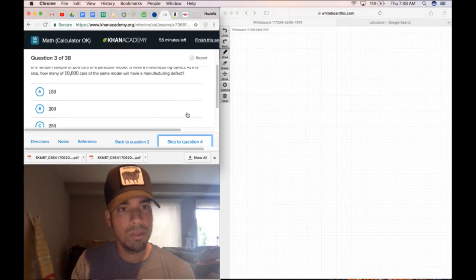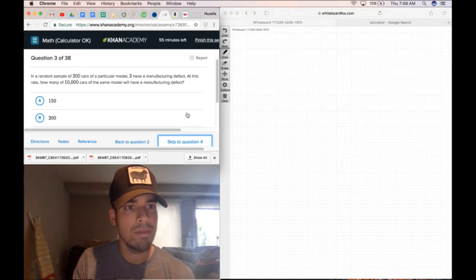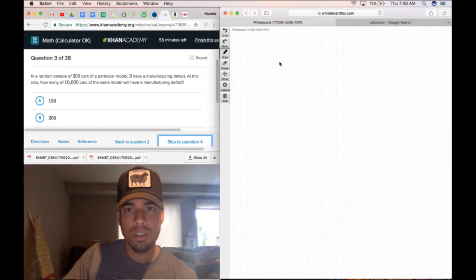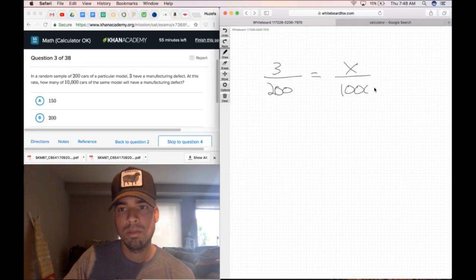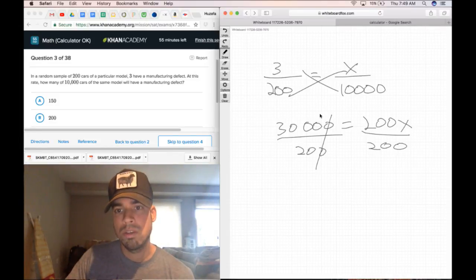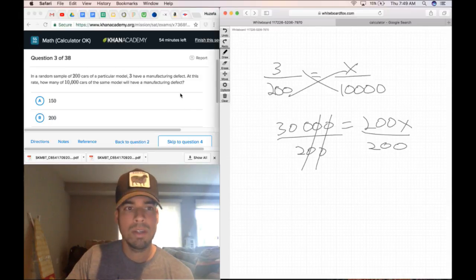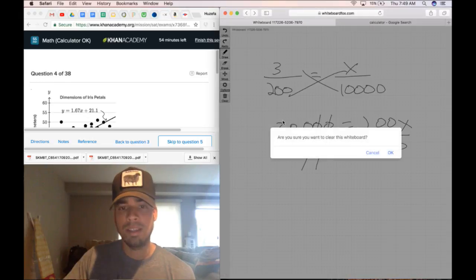In a random sample of 200 cars of a particular model, 3 have a manufacturing defect. At this rate, how many? So look, we can just set up a ratio, like a proportion. 3 per 200 have a defect equals X out of 10,000. So we just cross multiply. We get 30,000 equals 200X. Divide by 200. You could use a calculator if you want, but you can kind of cross off some zeros. It's 300 divided by 2, which is 150. So a little faster in that case, I think, not to use a calculator.